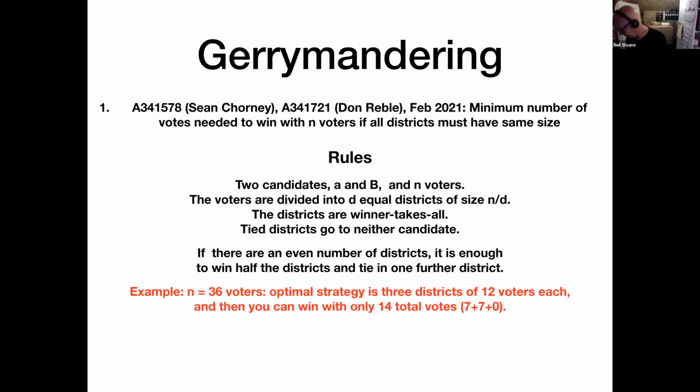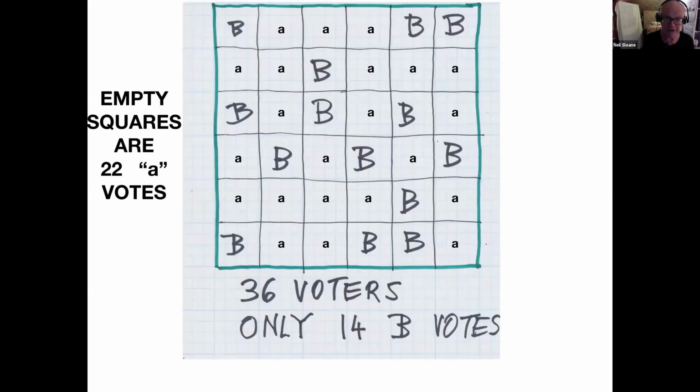All right, gerrymandering. A topic that's been in the news in the past few years for political reasons. We have a couple of sequences that were sent in by Shawnee and Don Rebel, dealing with a very basic, simple-minded version of the gerrymandering question. Let me go to the next picture, and then I'll come back to that and tell you what the rules are.